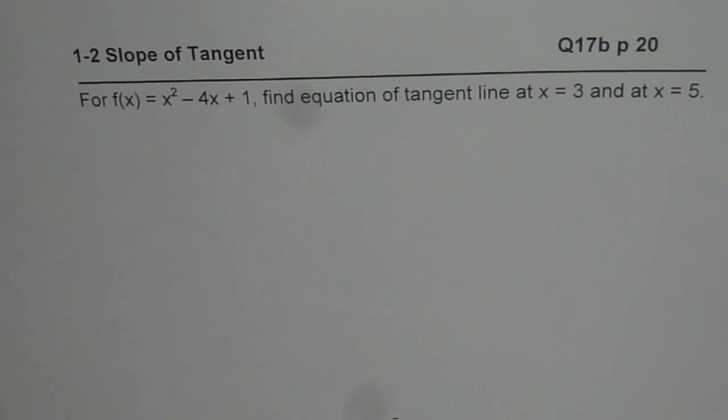I'm Anil Kumar, and here is the solution of question 17b, page 20. For f of x equals x squared minus 4x plus 1, find the equation of the tangent line at x equals 3 and at x equals 5.